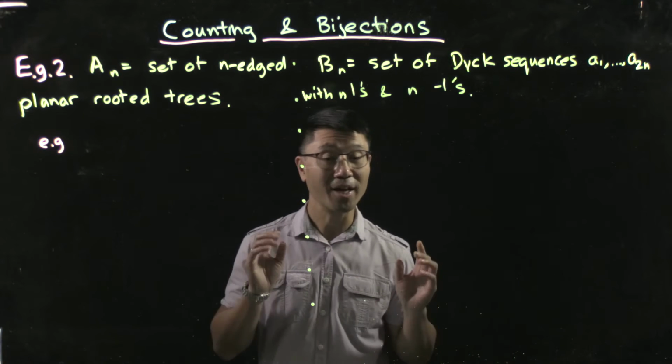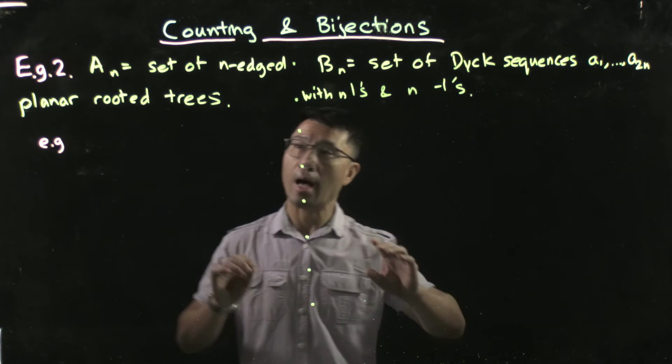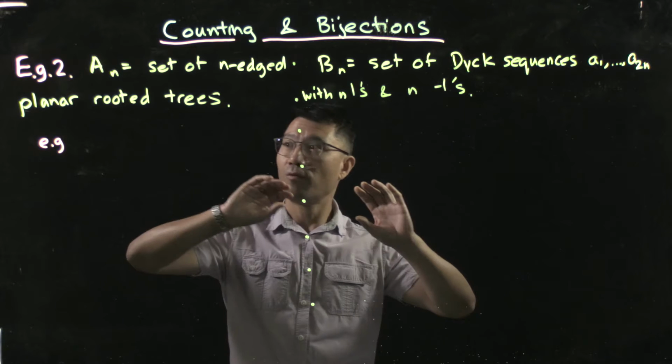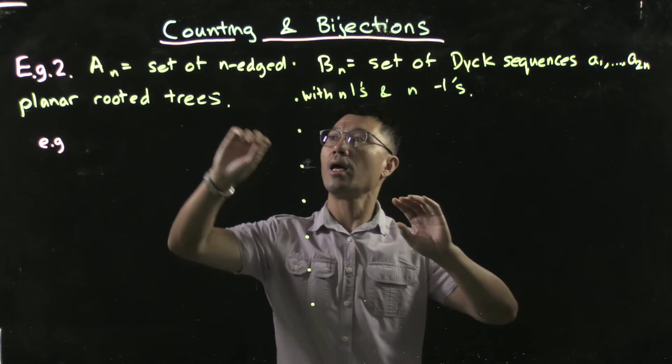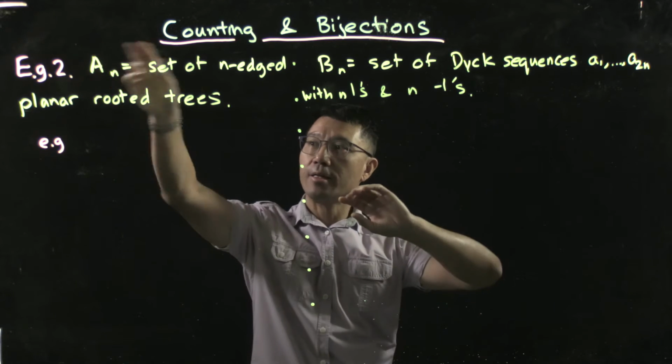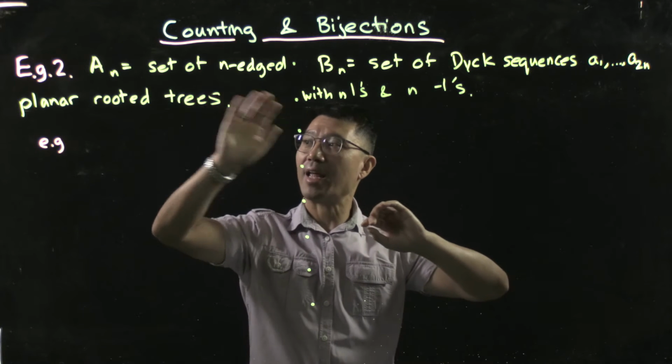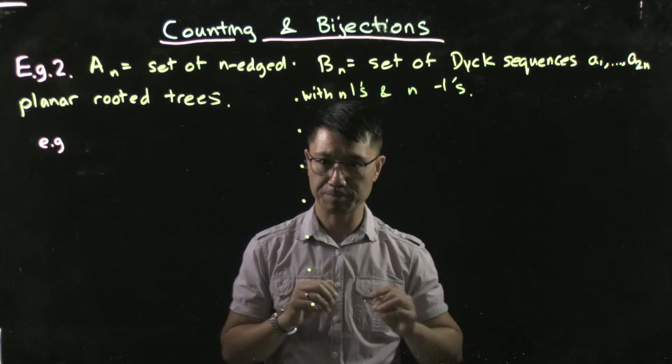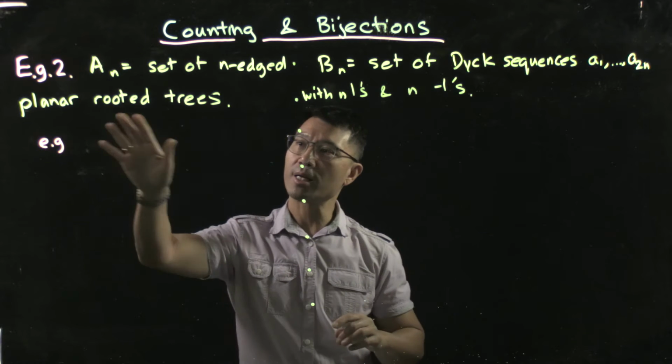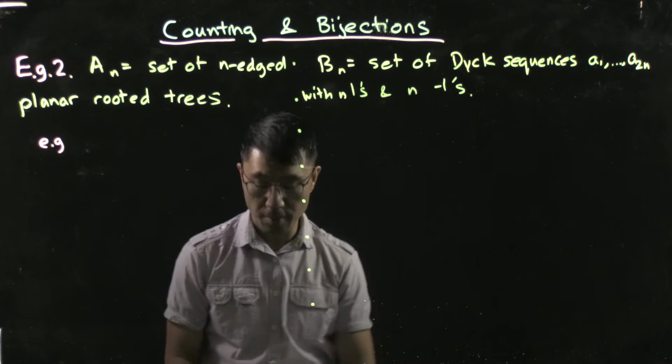Let's now look at a more interesting example. And here, the first set we're going to consider is A_n, and that's going to be the set of n-edged planar rooted trees. So this probably is a concept that is unfamiliar to many of you.